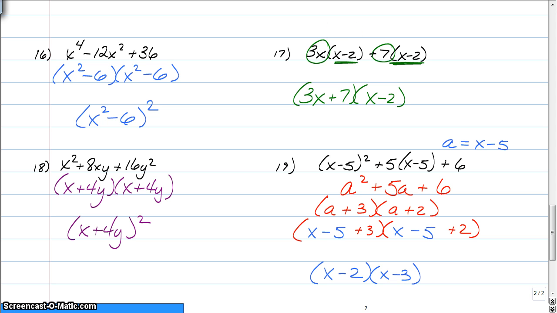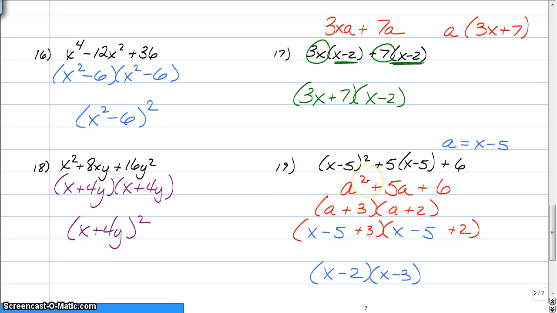Now I'm going to show you this one in a different way. What if we were to call this 3xa plus 7a? You can take out a GCF of a, which would give you a times 3x plus 7. And a we call the x minus 2. So this is just 3x plus 7 times x minus 2 if we were to substitute x minus 2 back in for a. Number 18, again, it's what multiplies to 16 but adds to 8, but this time we have x's and y's. So we have x plus 4y, x plus 4y, so it's written as x plus 4y squared.